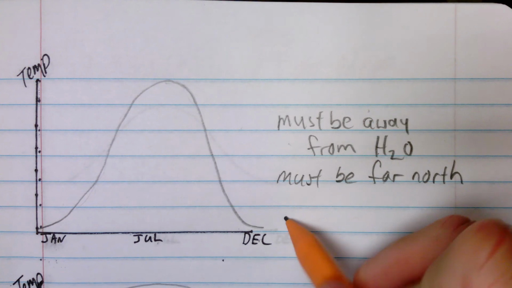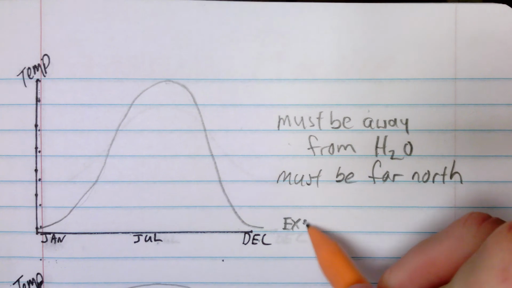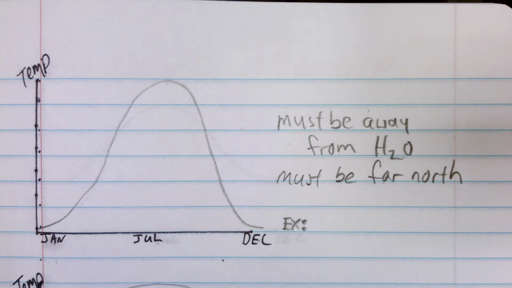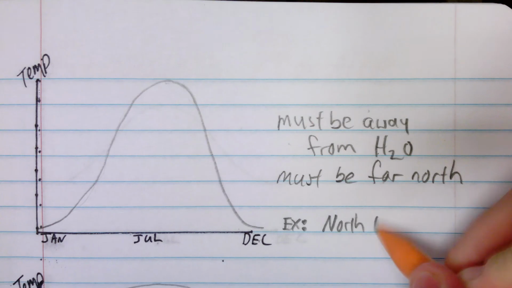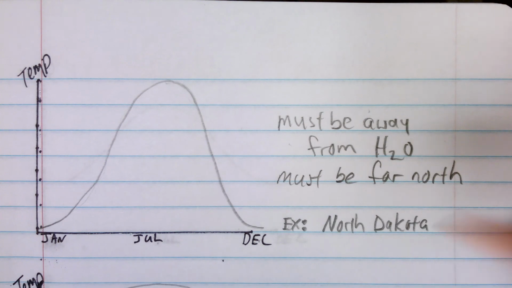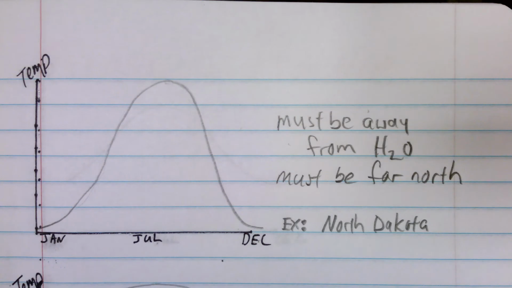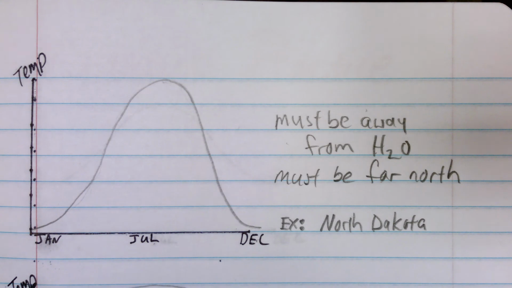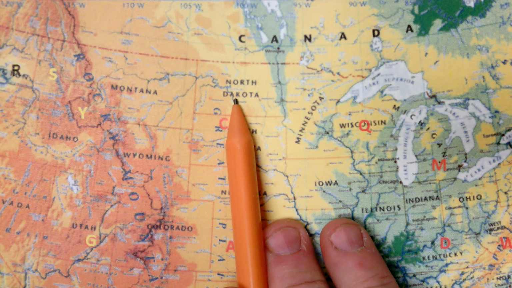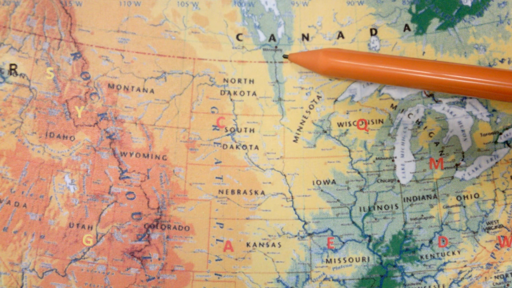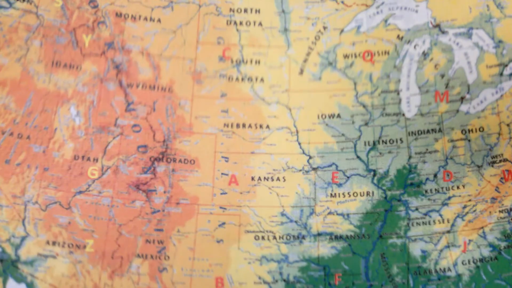So let's talk about some real places where their temperature graphs could look like this. North Dakota would be a good choice. Look where North Dakota is. It's way up here. It's way far north. It's almost in Canada. And it is really far away from any water.